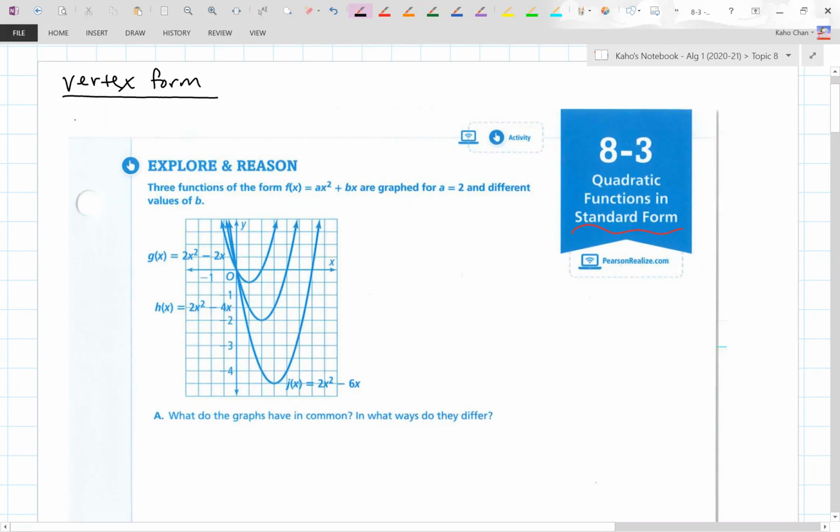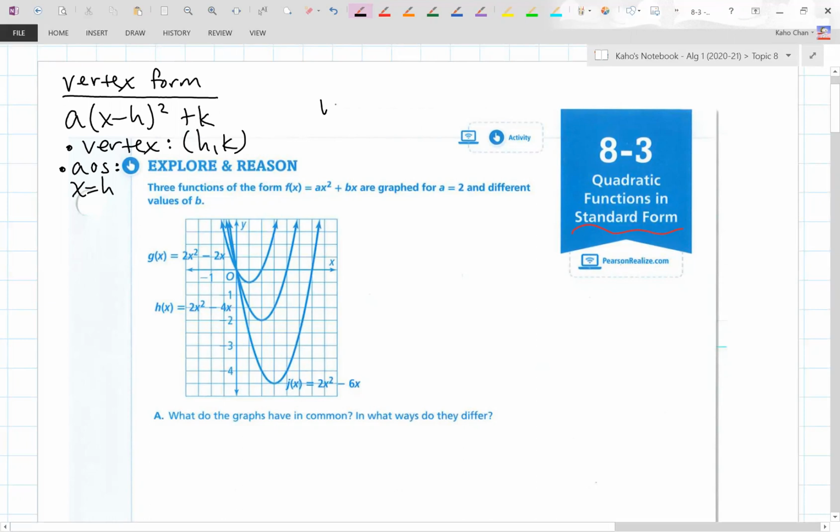Vertex form was a times x minus h squared plus k. To find the vertex, you looked at the h and k value. The axis of symmetry was simply x equals h. So that's interesting from the last section.